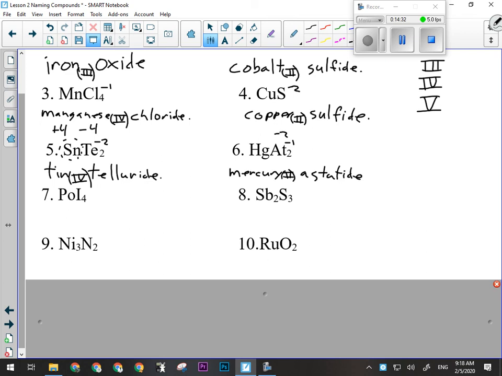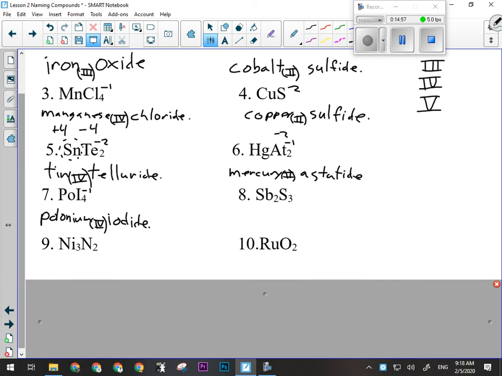Okay, for number 7, I've got polonium with iodine, so it's going to be some polonium something iodide. Iodine's always got a -1 charge, so there's 4 negatives here, so polonium must have a +4 charge. So it's polonium 4 iodide.